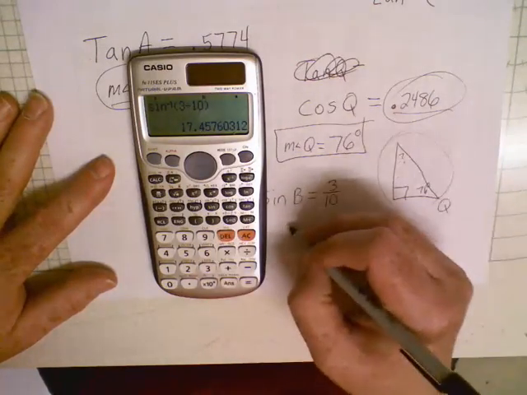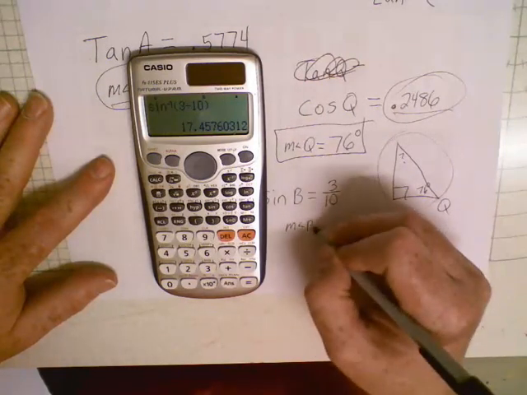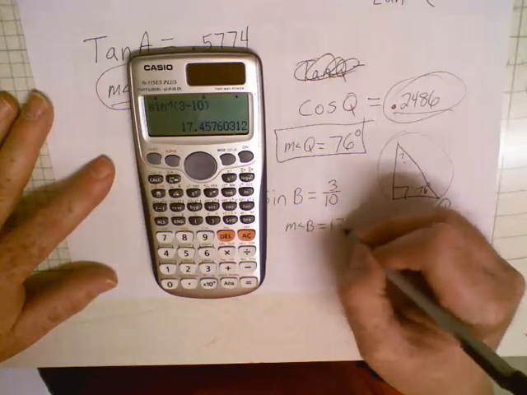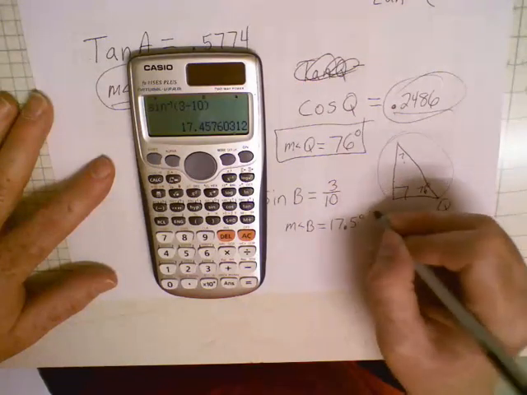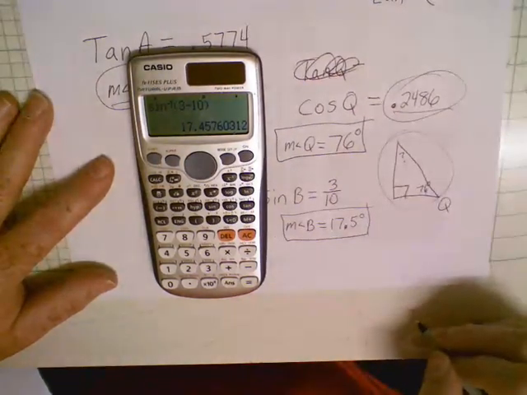17.45. So I would probably round this one off, since it's right there in the middle. I'd probably just round it to 17.5 degrees.